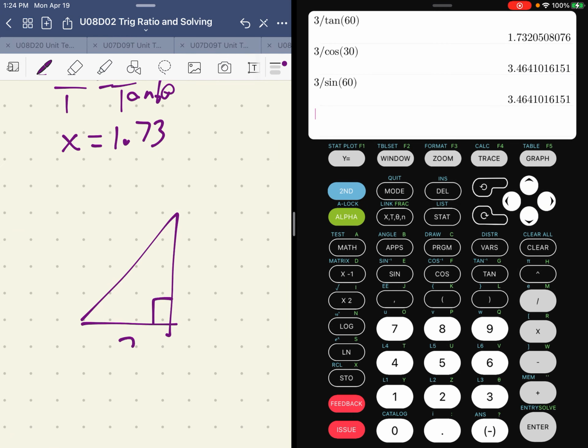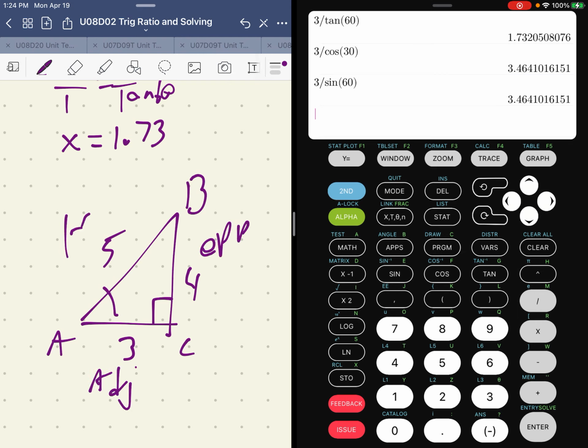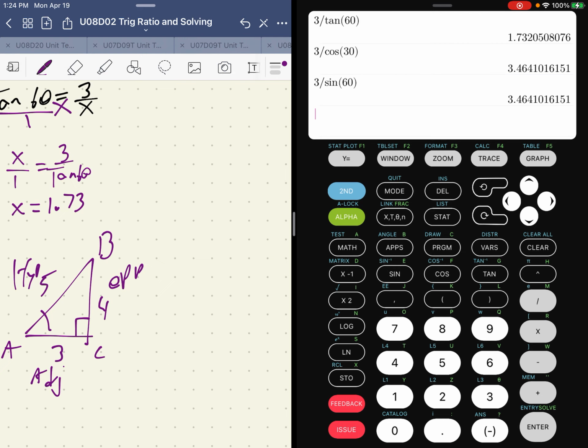I'm going to draw a right triangle here. I'm going to label this side 3, 4, and 5. We'll call this A, B, and C, C being the right angle. This is a standard right triangle. 3 squared plus 4 squared does equal 5 squared. If I pick angle A, then this side is the opposite, and this is the adjacent, and this is the hypotenuse. And we can just write down all three trig ratios that go with angle A.